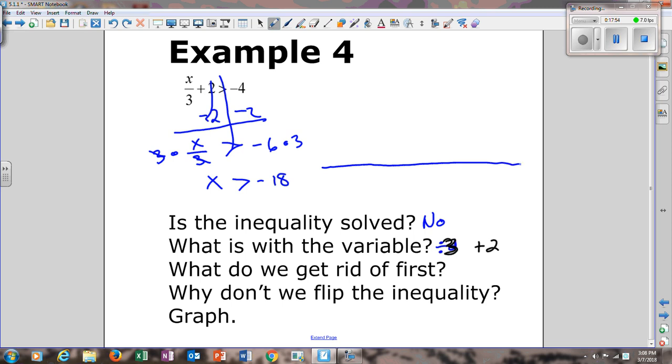So now I will show you the little cheat on this. When we graph it, make sure you always put a 0 in. And then you can just write in -18 on the left side of 0. If you write in -18 over here, then it's going to be a problem. And it's an open circle because it's just greater than, and shade to the right.